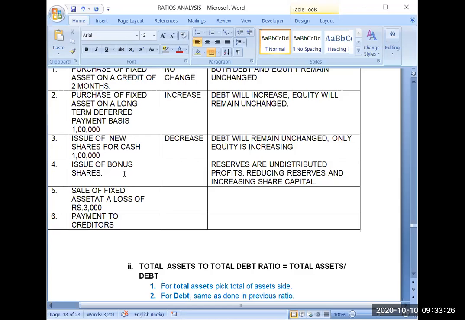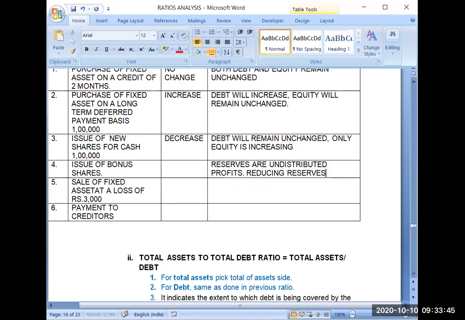So now I hope this logic is clear about what is happening when you are issuing bonus shares. First thing, you are not getting any cash from the shareholder. Second thing, you are just converting the reserves into shares. So practically, your reserves will reduce and your share capital will increase. So the journal entry will be reserves account debit to share capital, or equity share capital.